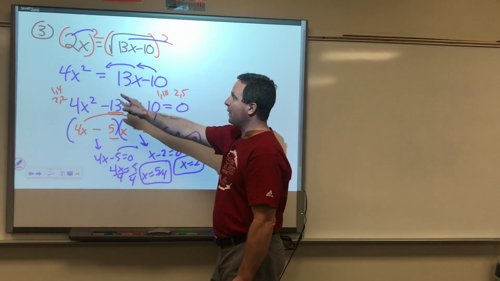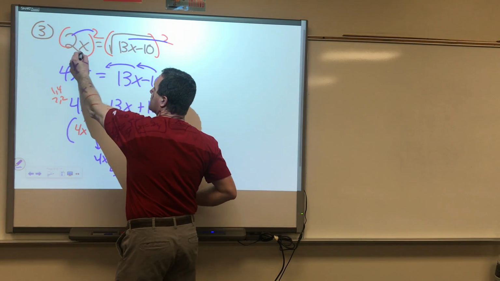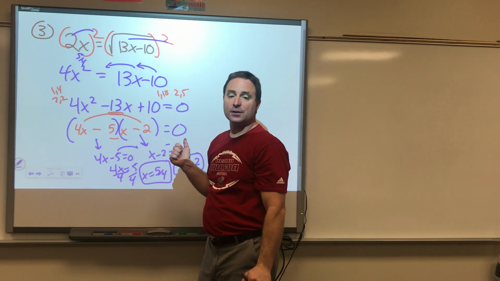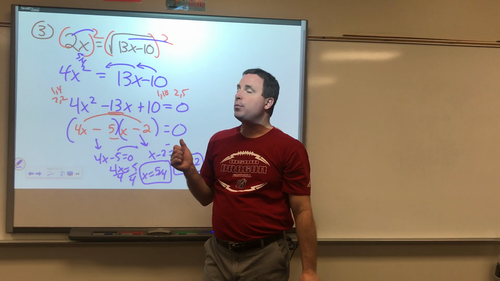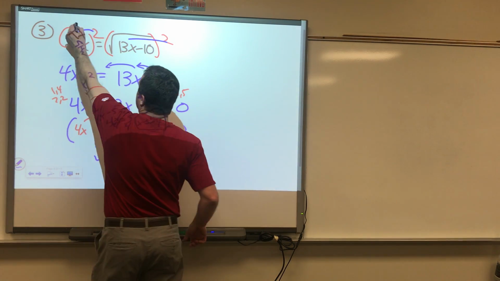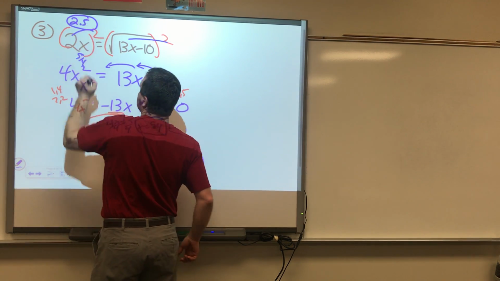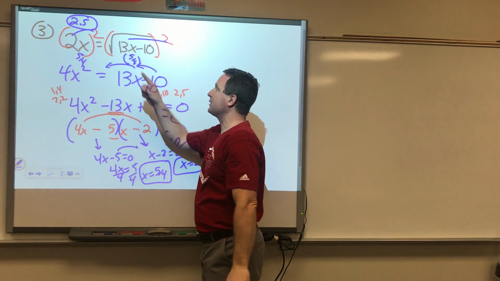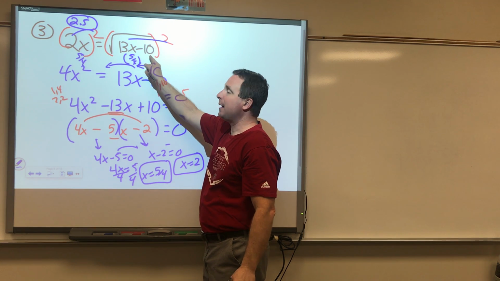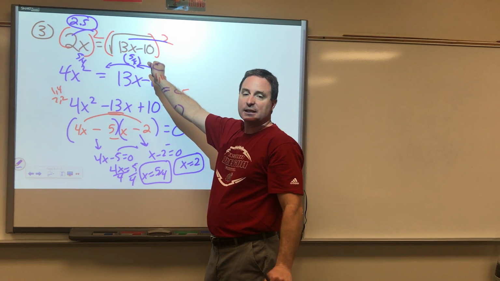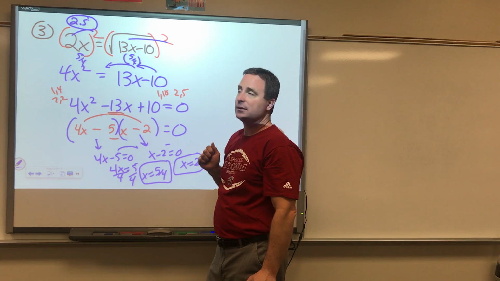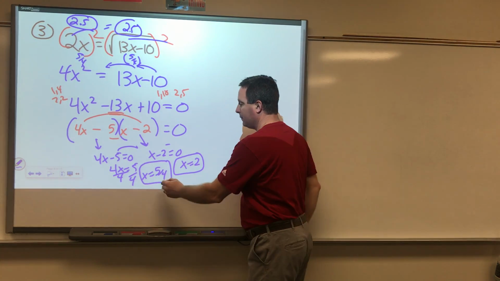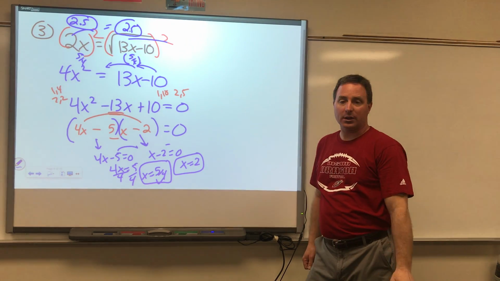If I take 5/4 and I plug it in right here for x, and this is something you can certainly use your calculator on, 2 times 5/4, it's going to tell you 2.5. This side is 2.5. If you take 5/4 and plug it in right here, just remember to put it in parentheses. 3 times 5/4 minus 10, I think you get 6.25, and if you take the square root, you'll also get 2.5. And they're equal, so 5/4 works.